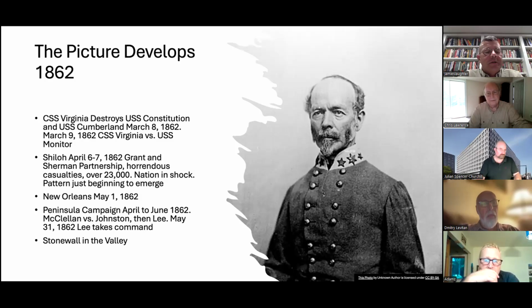Not to steal the thunder away from Lee, but Stonewall Jackson in the Valley in 1862 is also a fascinating campaign to follow. And what looks like a good war in the West for the Union in '62 is beginning to look like a very frustrating war in the East for the Union in '62, especially after Lee takes command on May 31st.